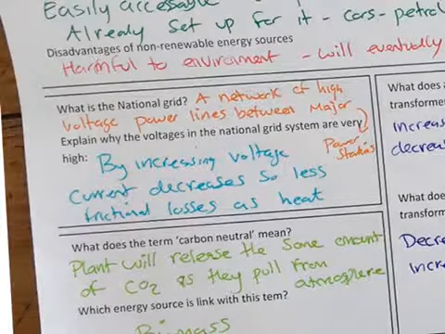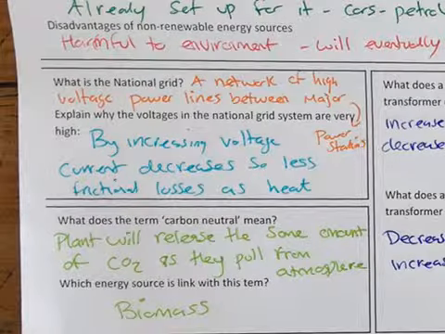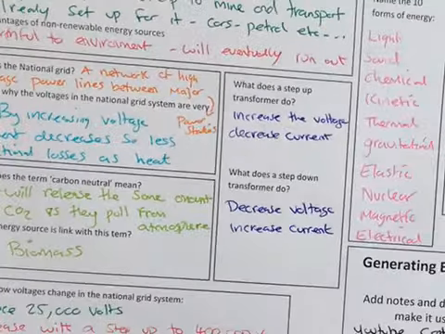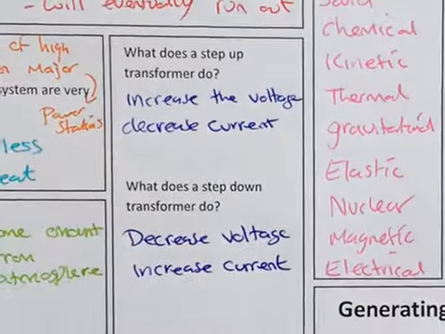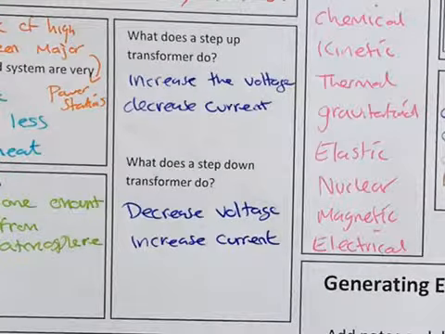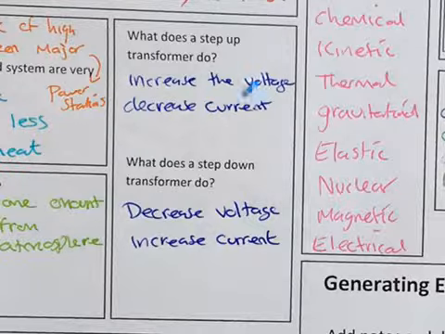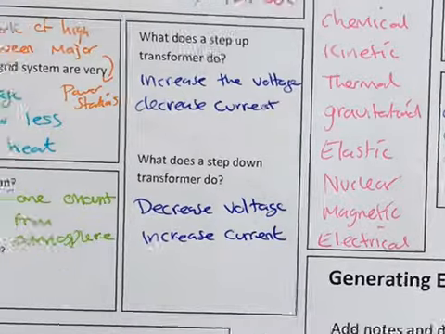When it comes to the national grid, as we increase voltage, the current will decrease. How do we do that? We use these things called step-up and step-down transformers. A step-up transformer increases the voltage, therefore brings that current down. And then step-down transformers decrease the voltage, which brings the current back up.